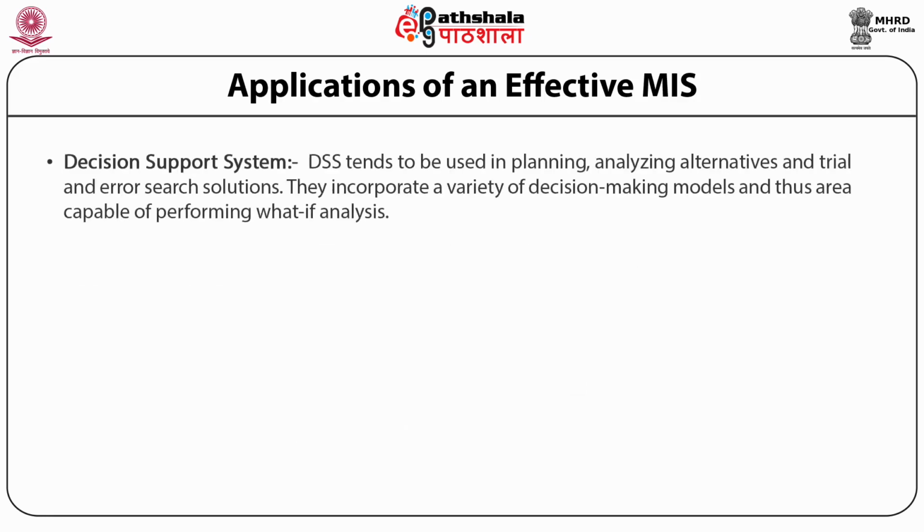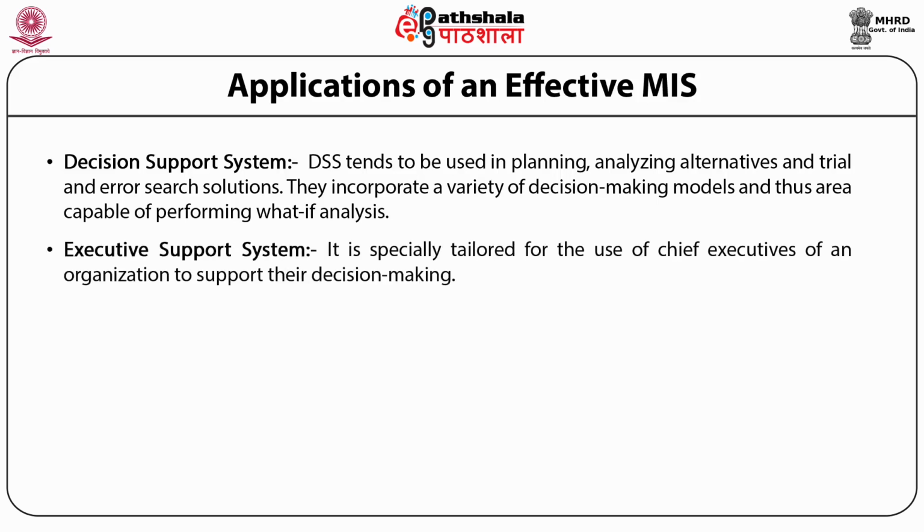The second, the decision support system, that is DSS. DSS is used in planning, analyzing alternatives, and trial and error search for solutions. They incorporate a variety of decision-making models and thus are capable of performing what-if analysis. Executive support system is specially tailored for the use of the chief executives of an organization to support their decision making. And lastly is what we talk about, office automation system.